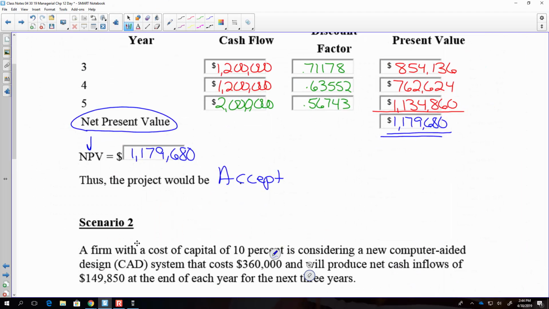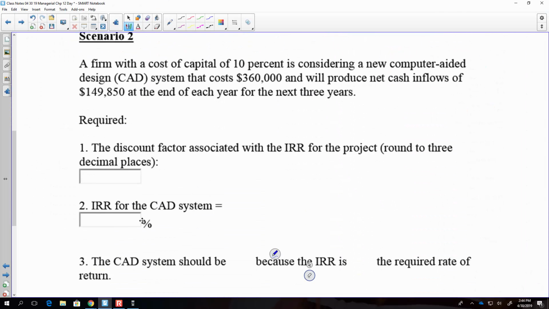Okay, thank you. All right, here's our last problem. Scenario 2, a firm with a cost of capital of 10% is considering a new CAD system, $360,000, and they're expecting net cash flows of $149,850. Here's that terminology again: the discount factor associated with this project, round to 3 decimal places. Sometimes students want to put internal rate of return here.